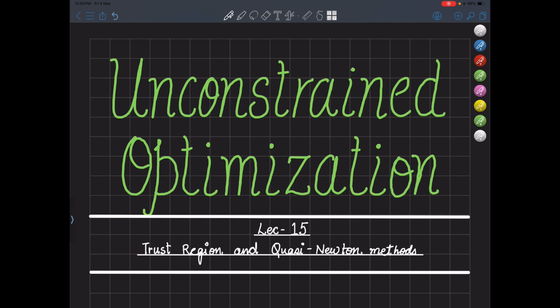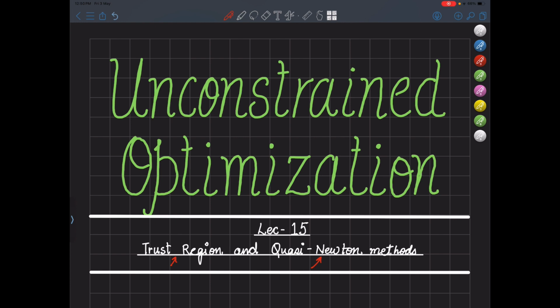And today we'll discuss variations of classical Newton methods, basically trust region methods and Quasi-Newton methods. We'll first conclude our discussion on classical Newton method and then go on to see some modifications that try to overcome disadvantages of classical Newton methods, and we'll also analyze these algorithms.